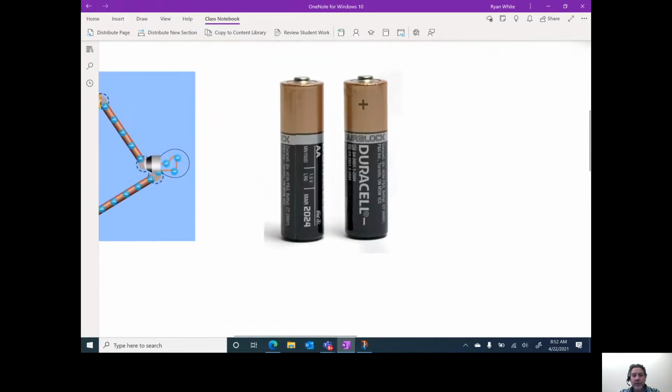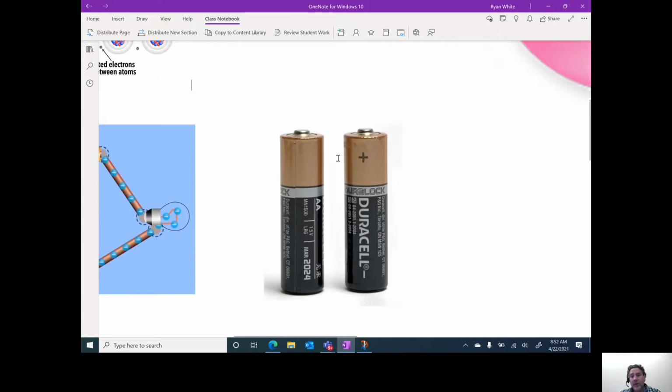Batteries are actually a really good example of this, right? A simplified model of a battery is that on one side you have a buildup of positive charge, and on the other side you have a buildup of negative charge. Now, there's a barrier in the battery. The negatives want to get together with the positive charges, but they can't because of the barrier.